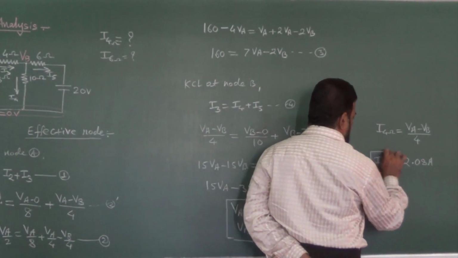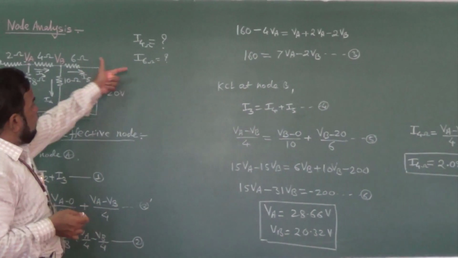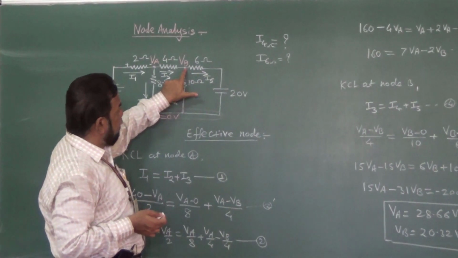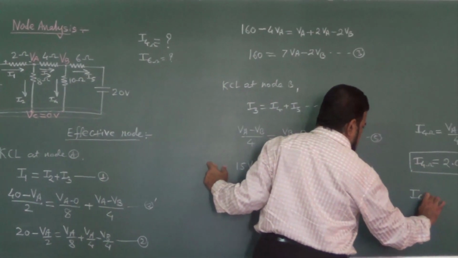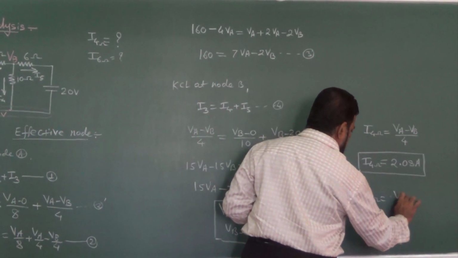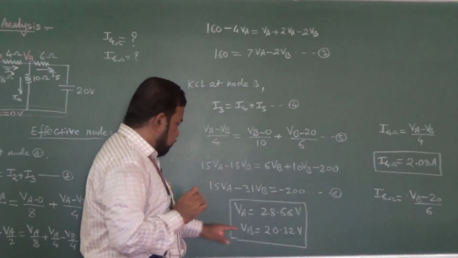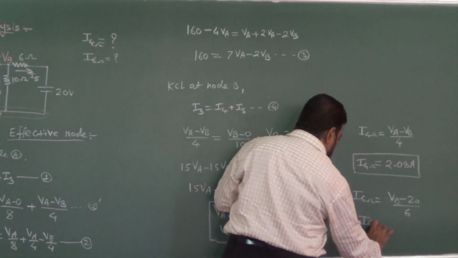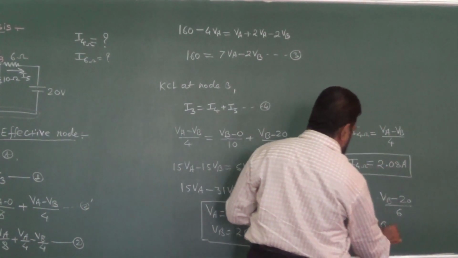So I4 ohm, one answer, is 2.08 ampere. Now the next calculation is I6. That means I want the current flowing through 6 ohm. Once again, it is VB minus 20 by 6. So I6 ohm is equal to, sorry, VB minus 20 divided by 6. If you place the value of VB there, then you can calculate the current flowing through 6 ohm, that is I6 ohm is equal to 0.053.